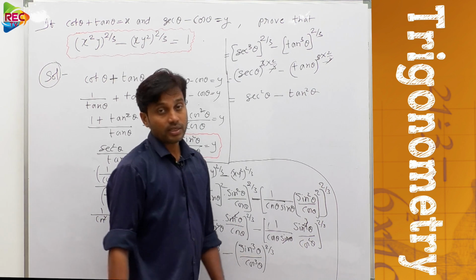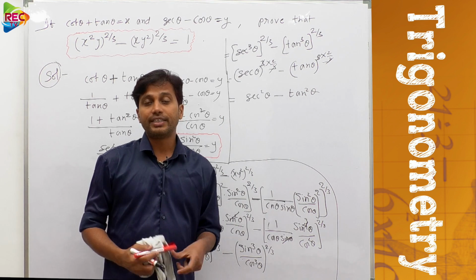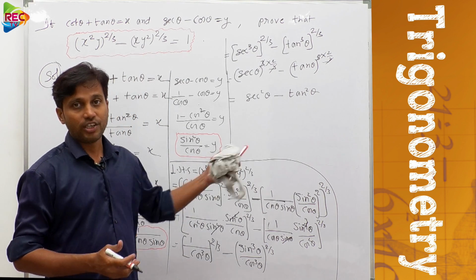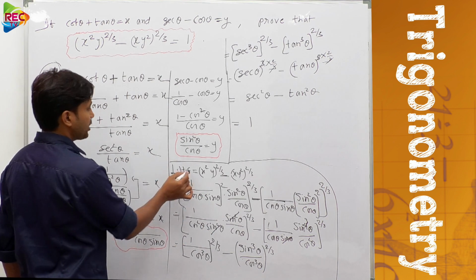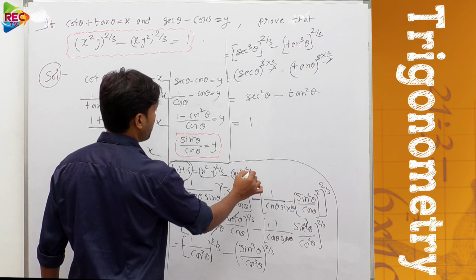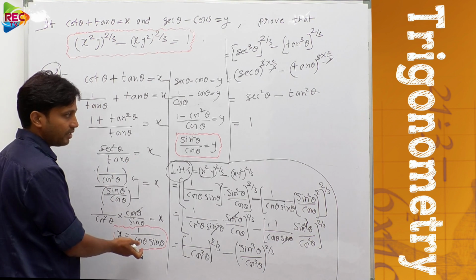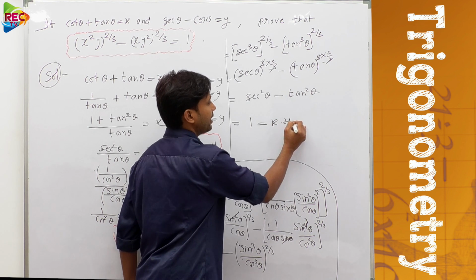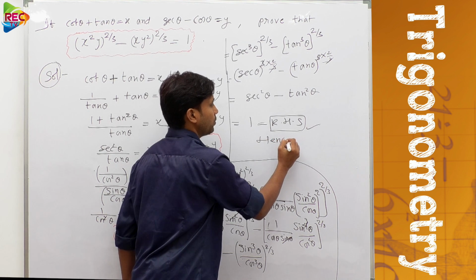So dear students, what did we obtain here? Is it a standard trigonometric identity or not? Secant square theta minus tan square theta, and obviously I think you know the value of this would be 1. So we took the LHS part as x square y whole power 2 by 3 minus xy square whole power 2 by 3, and in terms of sin and cos which are simplified over here, we obtained the value of it as 1, which is exactly the RHS that we needed to find. So hence it is proved.